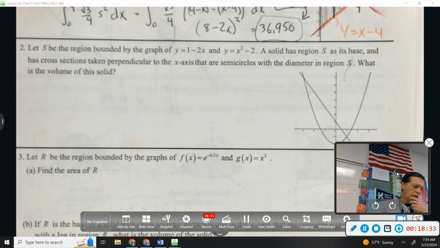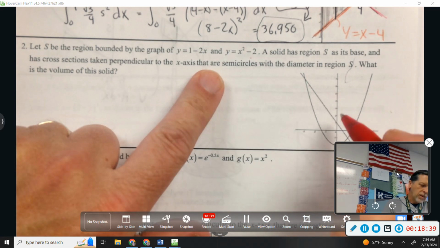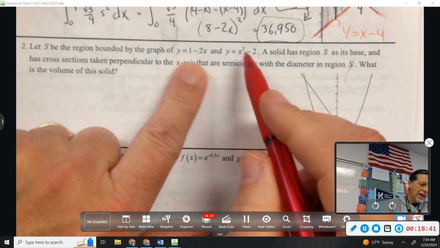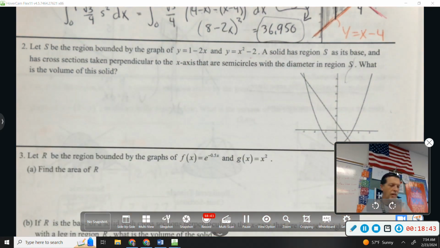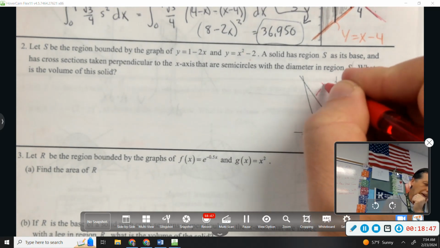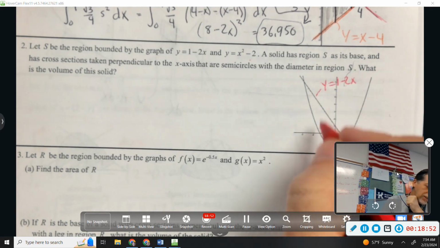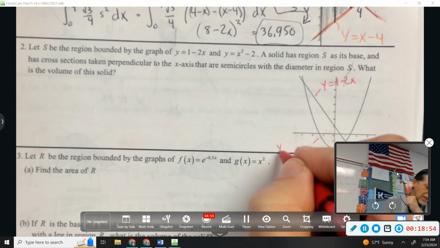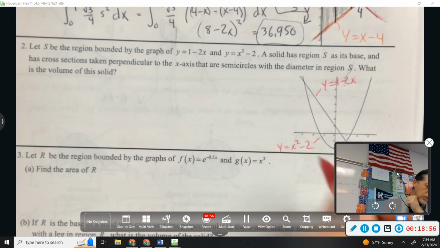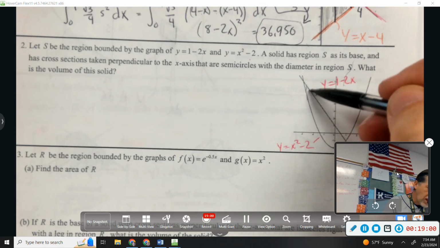Number 2, let S be the region bounded by the graph of 1 minus 2x and x squared minus 2. Another one where one's a line, one's a parabola, so it's easy to figure out who's who. I don't really need to label them, but maybe it's helpful. So 1 minus 2x is the top one because that's the line. x squared minus 2 is the parabola.